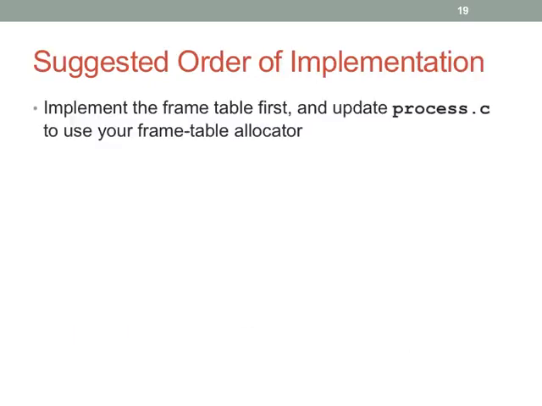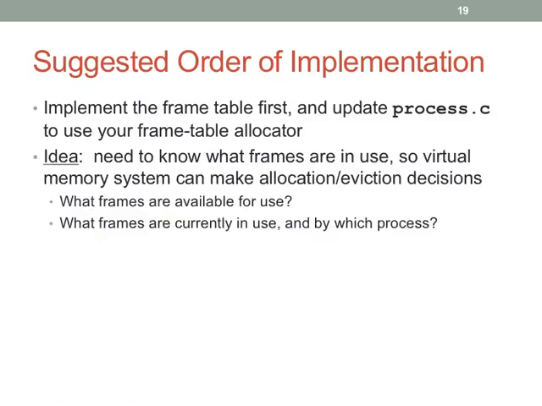Okay, so I'm going to go through the suggested order of implementation, and then I'll talk about concurrency issues. So I just want to show you what the assignment says about order of implementation and tell you why. They say implement the frame table first. So basically what they're saying is don't change anything about the way the OS works, except make a frame table and start recording what frames are in use and by whom. This is like sort of setting up the shot, if you will, on a pool table, to allow you to start making allocation and eviction decisions down the line.